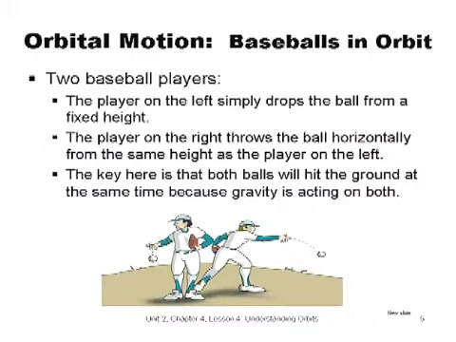Now, we'll start using baseballs as the example. Imagine there are two baseball players. At exactly the same time, the player on the left will drop a ball from a set height, while the player on the right will throw the ball horizontally from the same height. Which ball should hit the ground first? You're right. Both balls should hit the ground at the same time because Earth's gravity is acting on both of them equally, pulling them toward Earth.